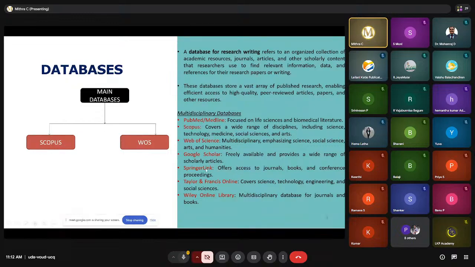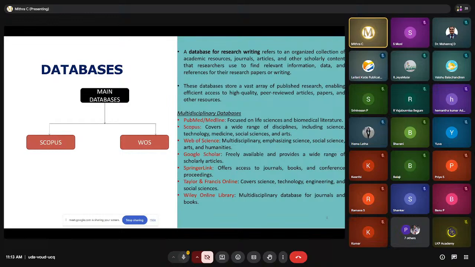And next is Springer Link. Springer mainly focuses on conferences, books, book chapters, and journals. The next database that we are going to see is Taylor and Francis, which is one of the topmost, reputed databases, and it also covers science, technology, engineering, and social science. And Wiley is another one, a multidisciplinary database for journals, books, and all the necessities.